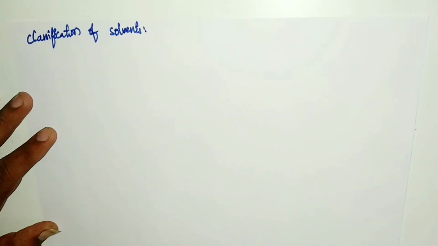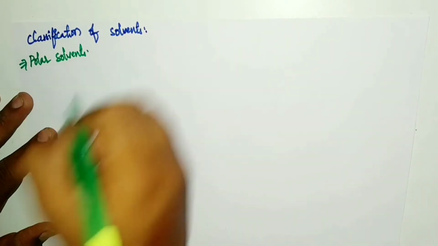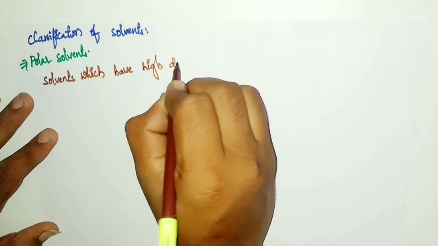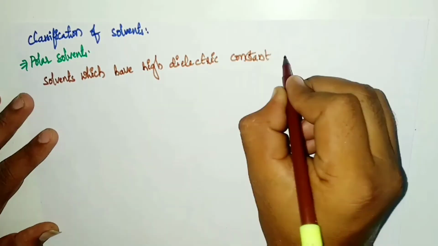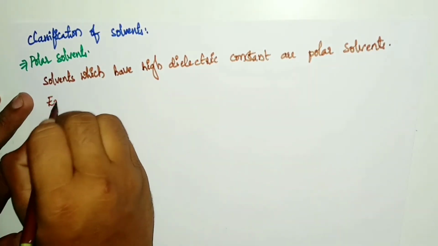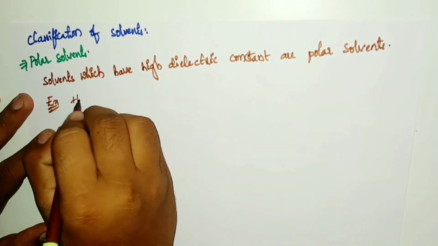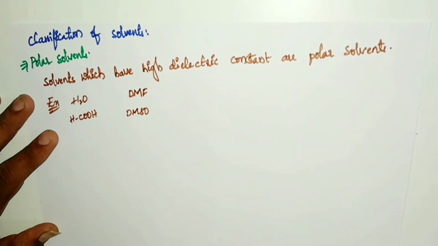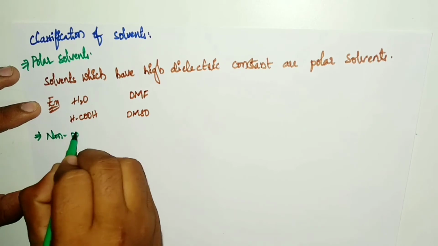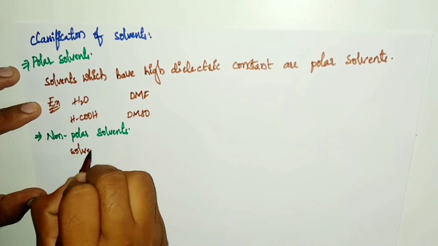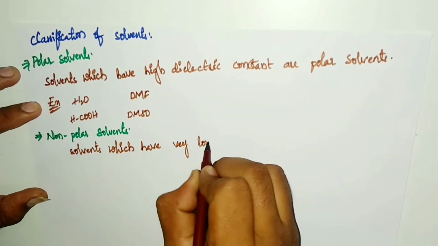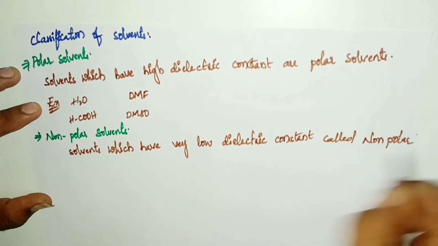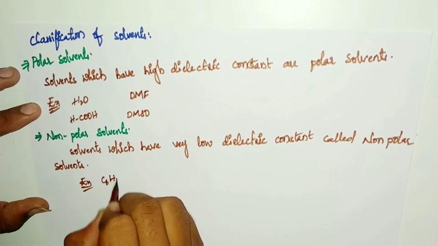And here is another classification, of solvents. Here we have types of solvents. The first one is polar solvents. A solvent which has a high dielectric constant is called a polar solvent. I am giving some examples here. You just look at them, you will know about them. And then non-polar solvents. A solvent which has a very low dielectric constant is called non-polar. So polar and non-polar are quite different.